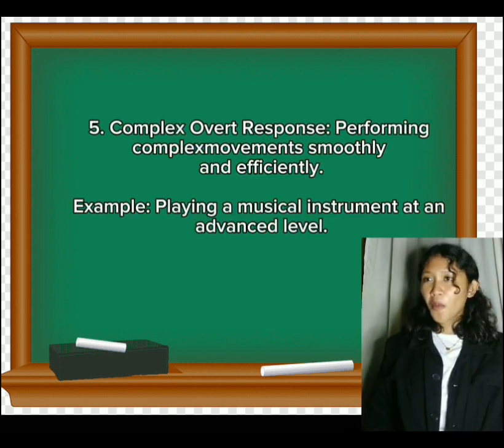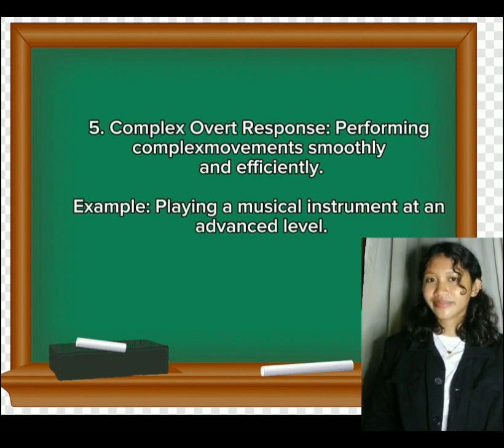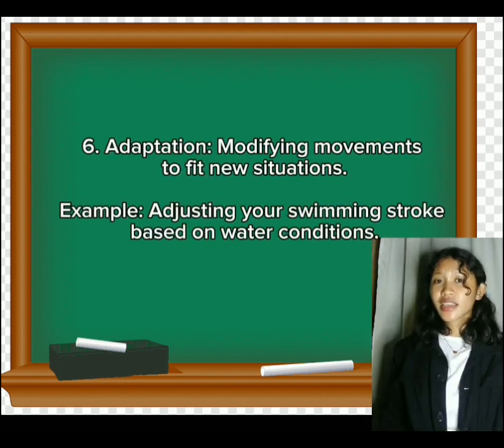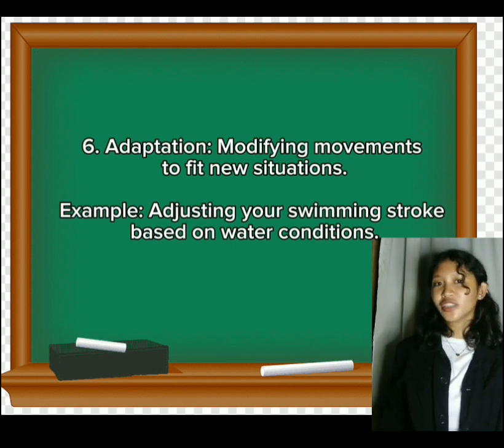Number 5, complex overt response, performing complex movements smoothly and efficiently. Example, playing a musical instrument at an advanced level. Number 6 is adaptation, modifying movements to fit new situations. Example, adjusting your swimming stroke based on water conditions.